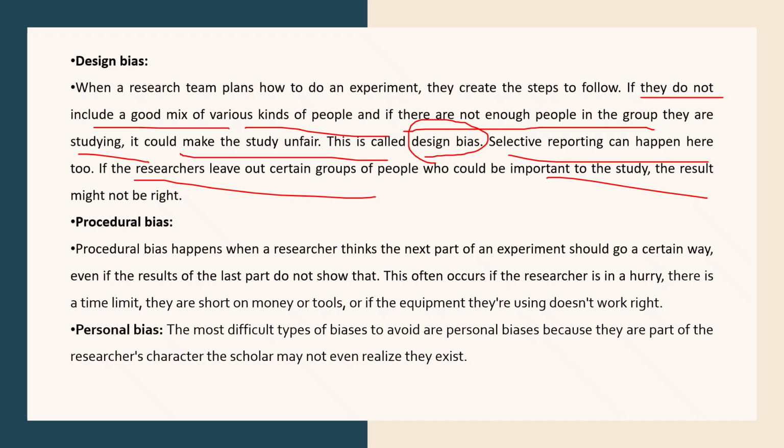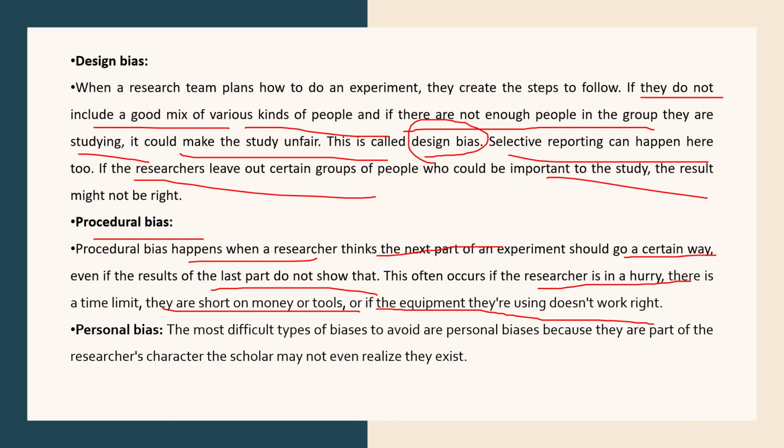Then you have procedural bias. Procedural bias happens when a researcher thinks the next part of an experiment should go a certain way, even if the results of the last part do not show that. This often occurs if the researcher is in a hurry, there is a time limit, they are short on money or tools, or if the equipment they are using does not work right.